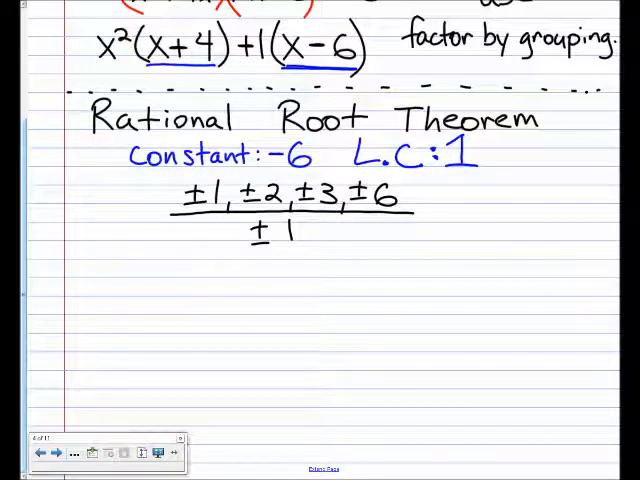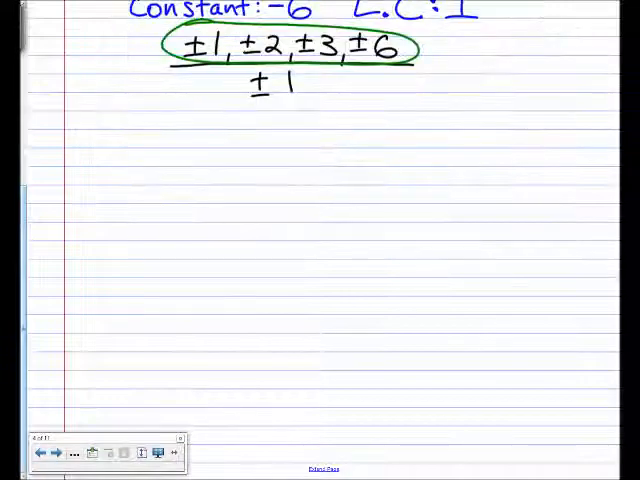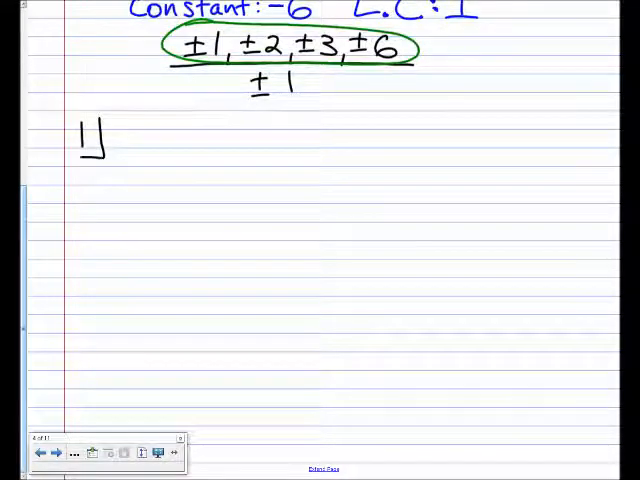So ultimately, the first number that I'm going to try in the corner is going to be a positive 1. And I hope that it makes the whole thing become 0. If it doesn't, then I'm going to move on to negative 1. And if that doesn't, then I keep going, and hopefully one of these will give me a root, a 0 in the remainder. Okay? So I'm going to go ahead and try 1 in the corner.